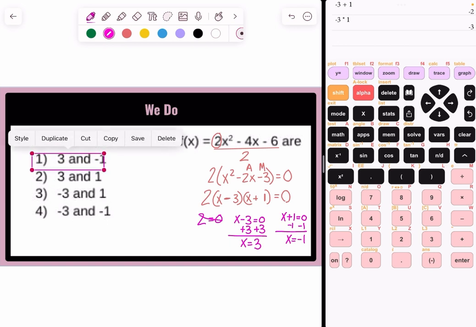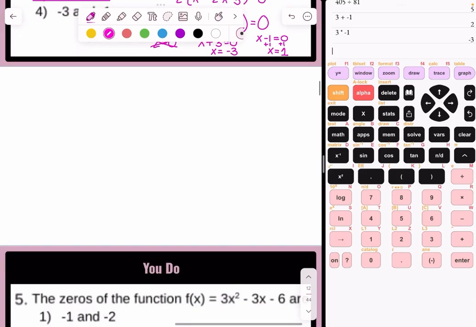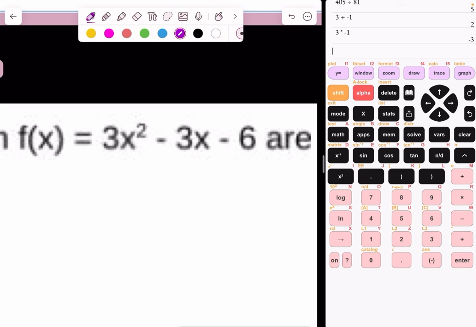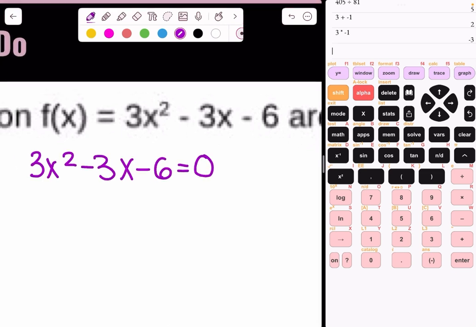Very good. You do, pause the video and try this. It's very similar to the one that we just did. Try it. 3x squared minus 3x minus 6 equals 0. Make sure you try it on your own before looking at this answer.